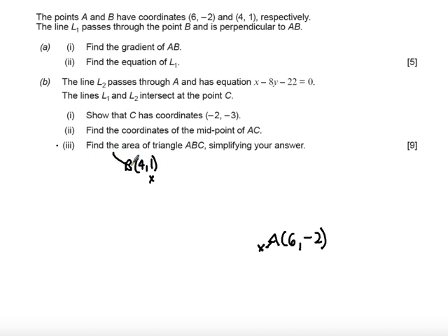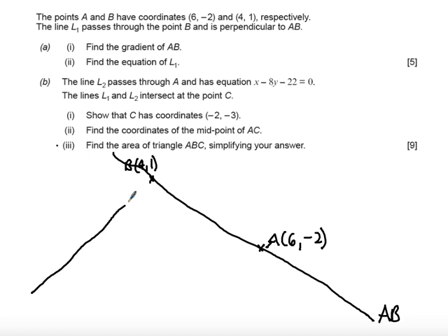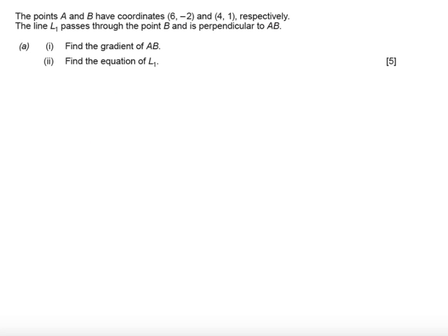The second line tells us that the line L1 passes through the point B and is perpendicular to AB. So if I draw the line AB, and then I'm going to draw the line L1 so that it's perpendicular. Let's include the fact that that's a right angle, and we're going to call that L1. Okay, so let's have a look at the problems we have to solve now with this scenario.